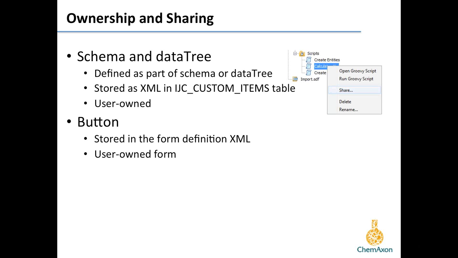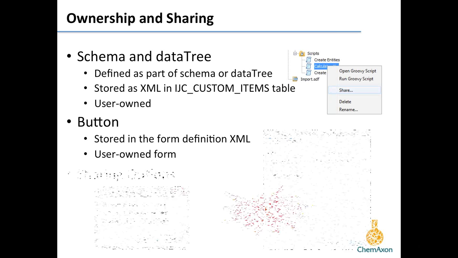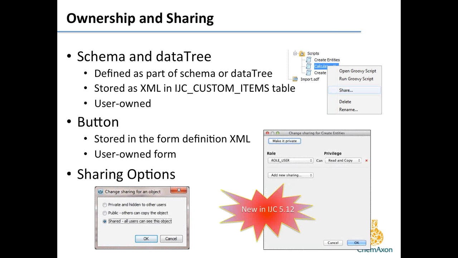As we talked about in the previous webinar series, these are still user-owned, which means you have ownership and sharing options. However, when we deal with button scripting, the button script is stored within the form itself. So the user shared form basically contains the script. However, this still has the same sharing options. Traditionally, you've got the public, private, and shared setting within Instant JChem for sharing of scripts or forms.